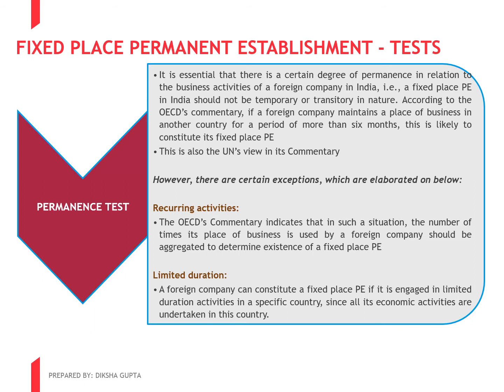Now this is also described in the UN model in its commentary. However, there are certain exceptions, as we have covered: the limited duration or 3 days concept as in the Formula 1, and the second exception is recurring activities, where the OECD commentary indicates that in such a situation the number of times its place of business is used by the foreign company should be aggregated to determine the existence of a fixed place PE. So the best example of limited duration is the Formula 1 case law, which we are going to cover in our upcoming slides.